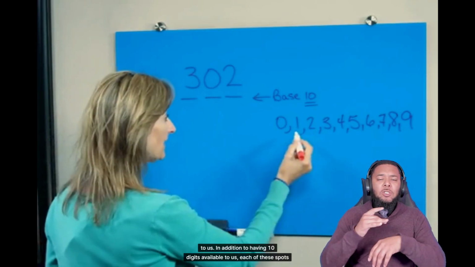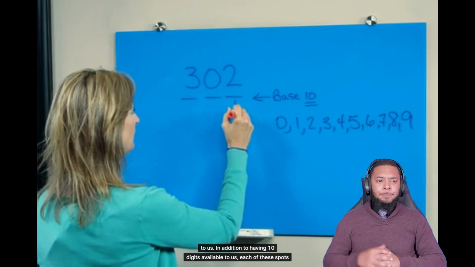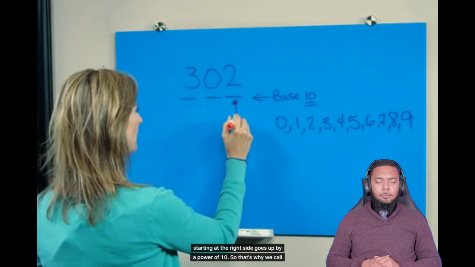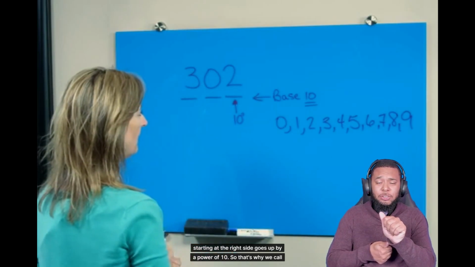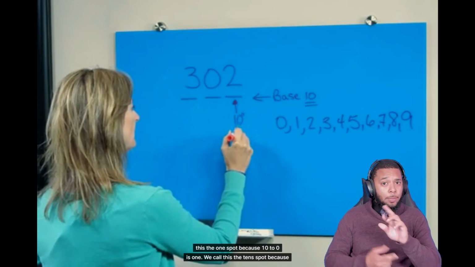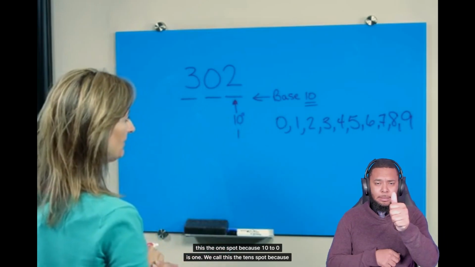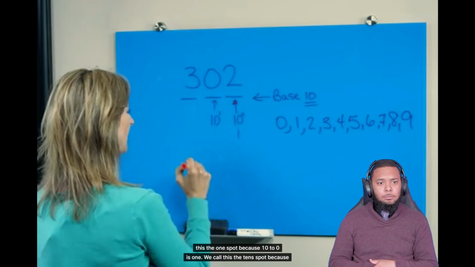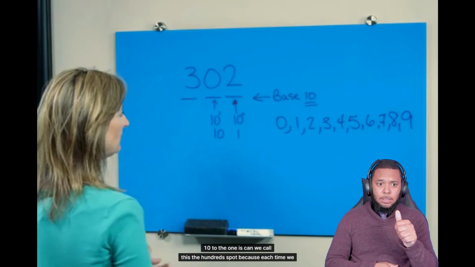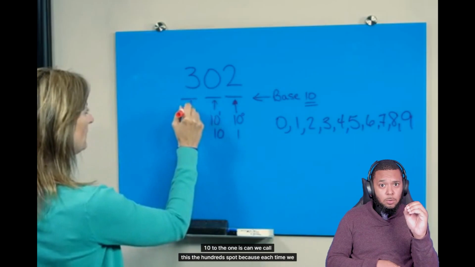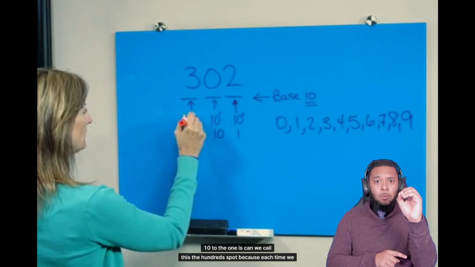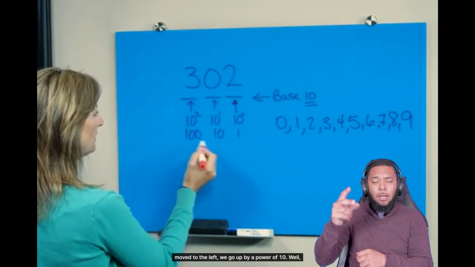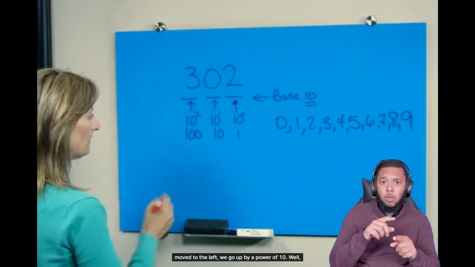In addition to having 10 digits available to us, each of these spots, starting at the right side, goes up by a power of 10. So that's why we call this the 1 spot, because 10 to the 0 is 1. We call this the tens spot, because 10 to the 1 is 10. And we call this the hundreds spot, because each time we move to the left, we go up by a power of 10.